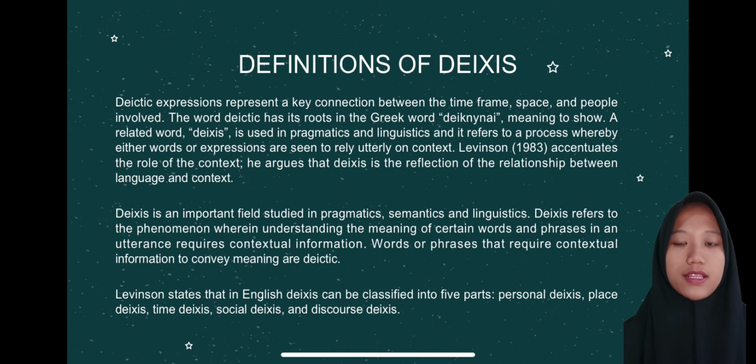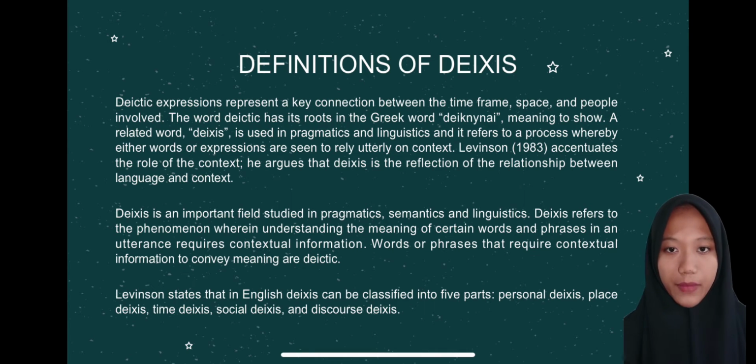A related word, deixis, is used in pragmatics and linguistics, and it refers to a process whereby either a word or expression is seen to rely utterly on context. Levinson, in 1983, accentuates the role of the context. He argues that deixis is the reflection of the relationship between language and context.